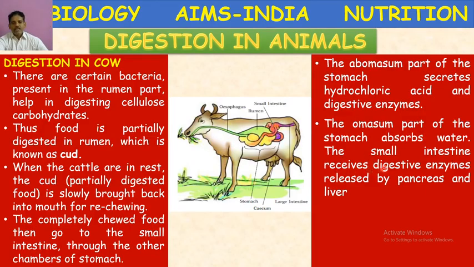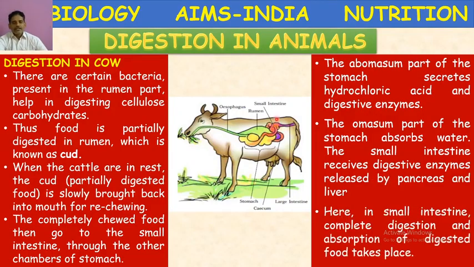Then the small intestine receives the digestive enzymes released by the pancreas and liver. These two important digestive glands, the liver and pancreas, produce digestive enzymes that also enter the small intestine through ducts. Here in the small intestine, complete digestion and absorption of food takes place. So it is in the small intestine that the process of digestion completes.